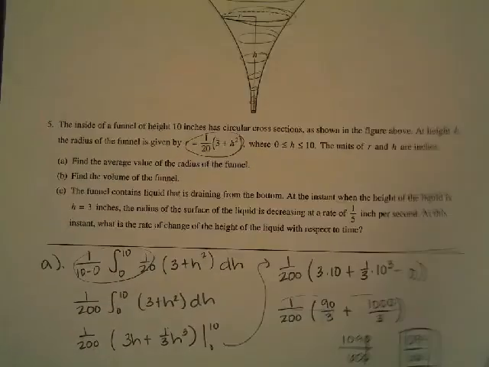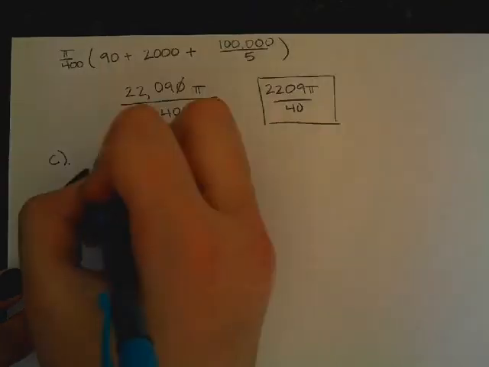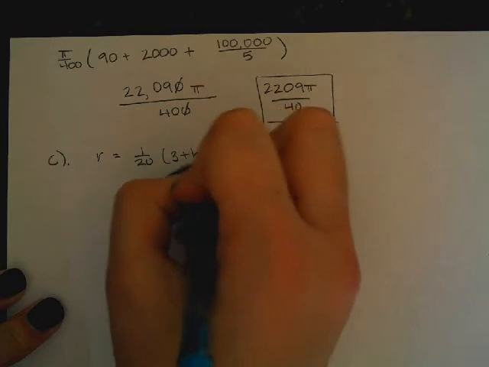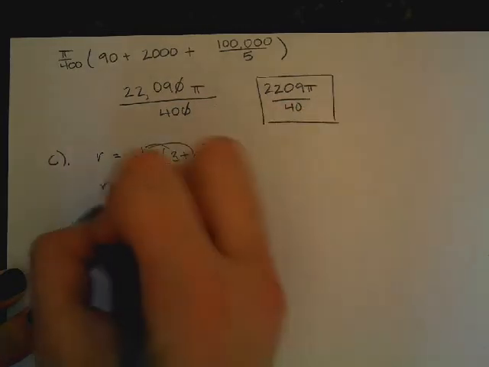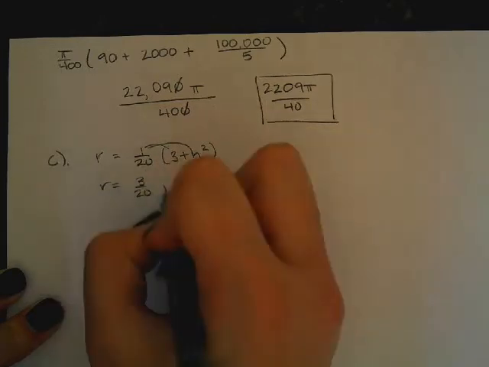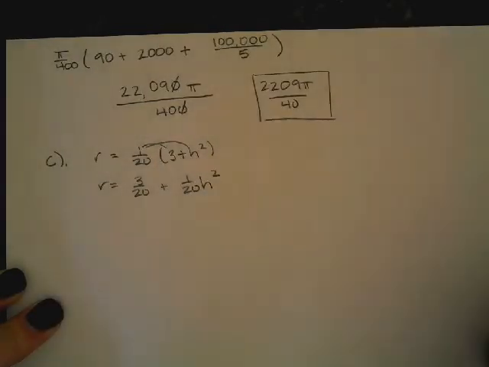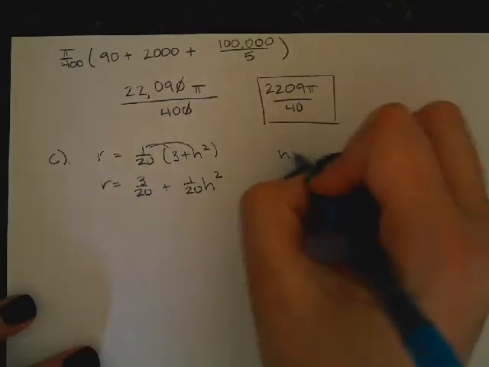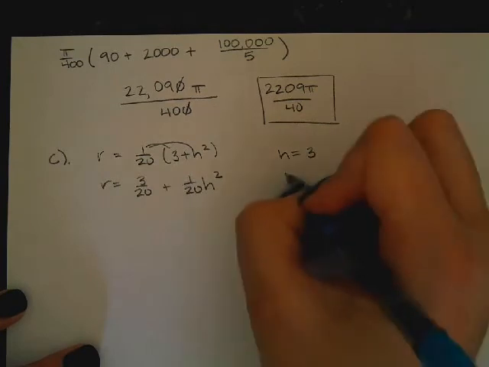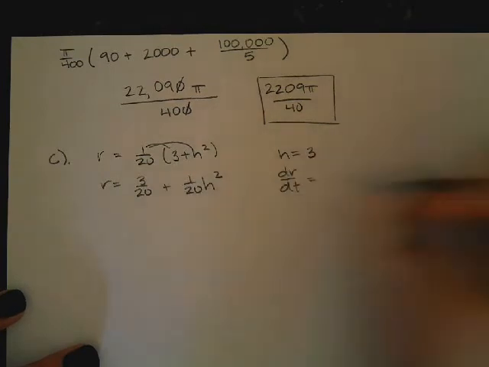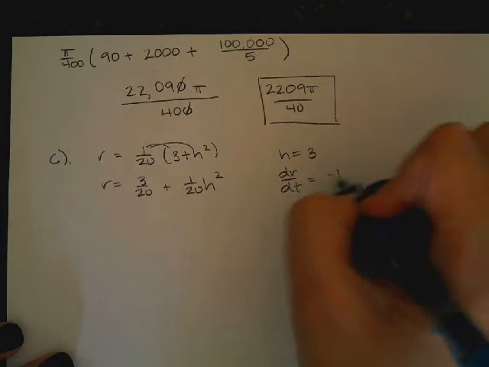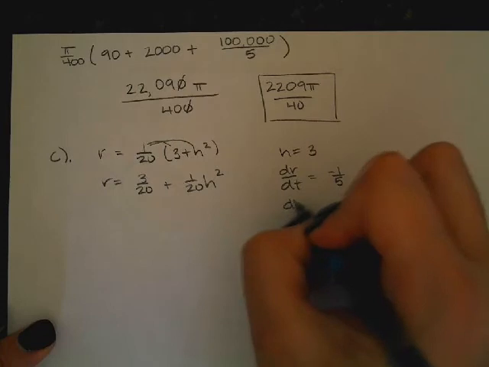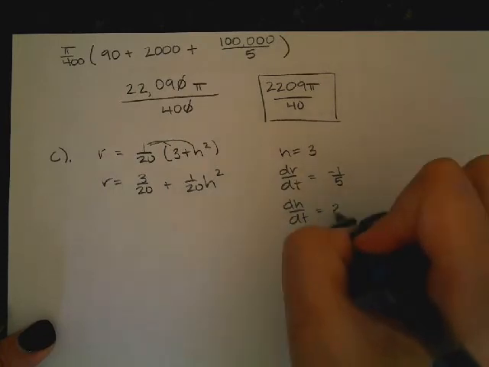So I'm going to start off just writing out my equation for R. So that was 1/20th times 3 plus h squared. So I've got R is 3/20ths plus 1/20th h squared. And then I'm going to think about all the information I have. So they told me that the height was 3. They've told me that dr dt, the rate that the radius is changing, is -1/5 because that radius is decreasing. And then they've told me that the rate of change of the height is what I want to find.